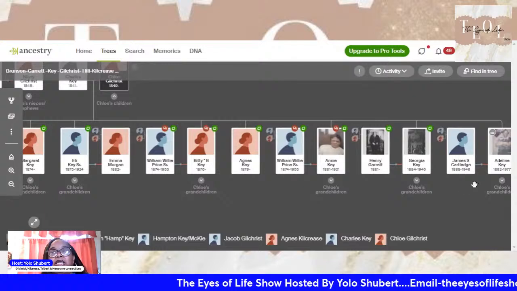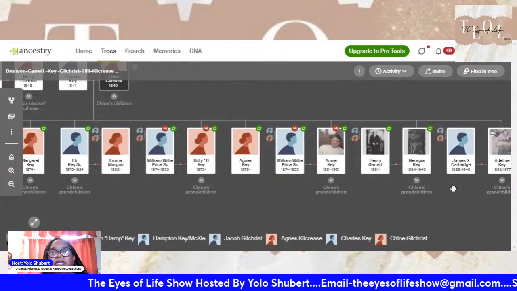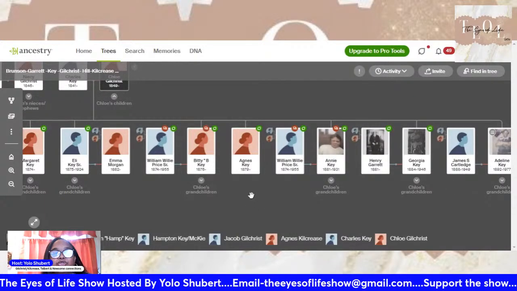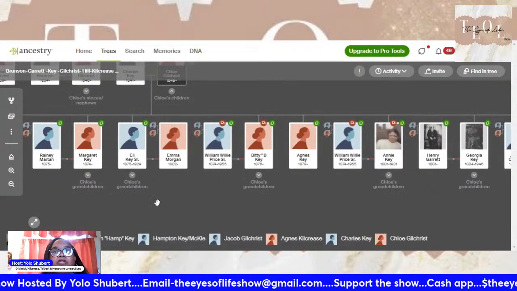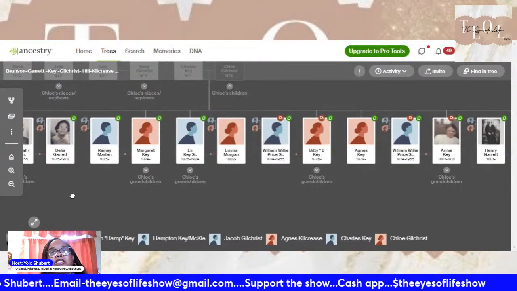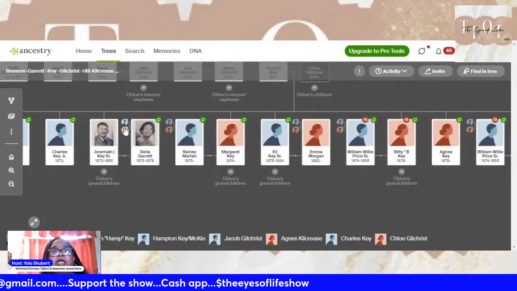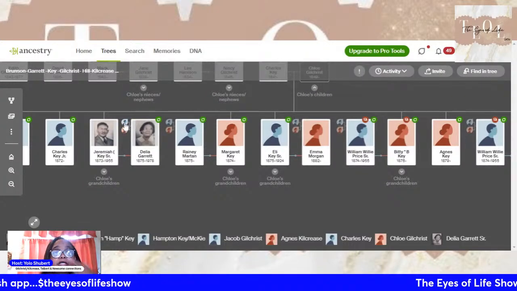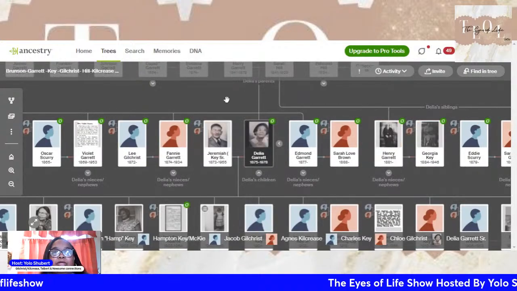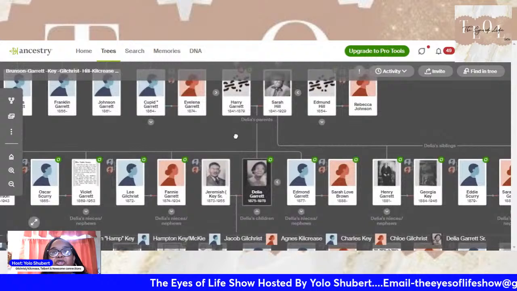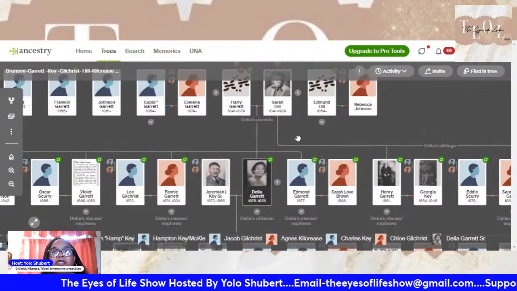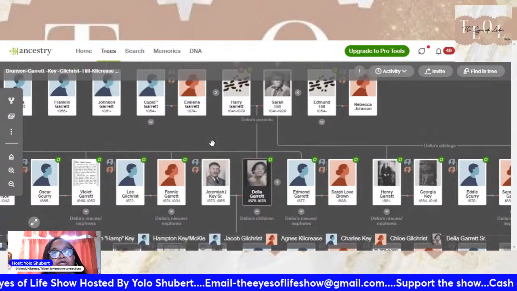And here's the Key family, Adeline. She married into the Cartledge family. So all these families are connecting to one another. Okay. And when I go into Delia, I'm going to show you again how we all intertwine. So when you look at Delia, her father is Harry, her mother is Sarah.